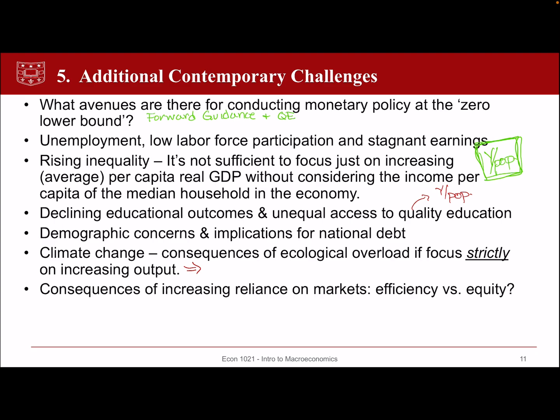There's always the trade-off of relying on markets in terms of efficiency, which is great, but is it the case that we're dividing the pie, if you will, in an equitable fashion? This, of course, is a value judgment. It's something that is normative, not positive.